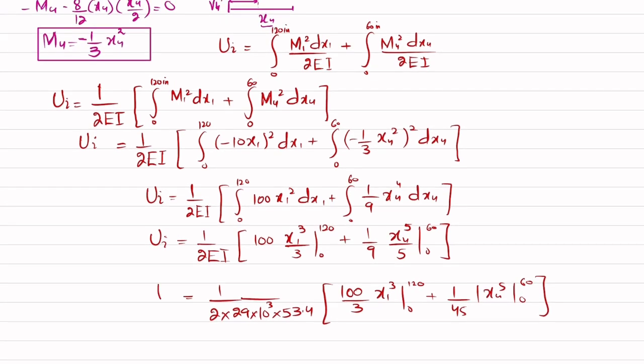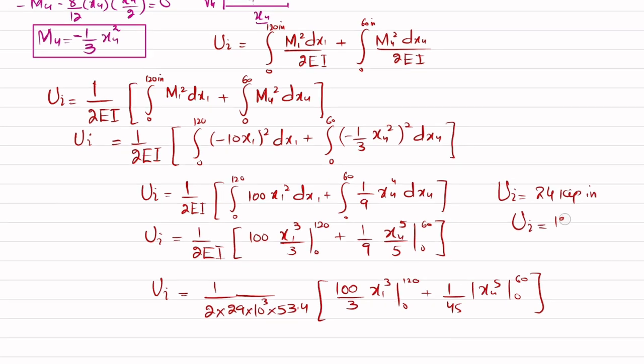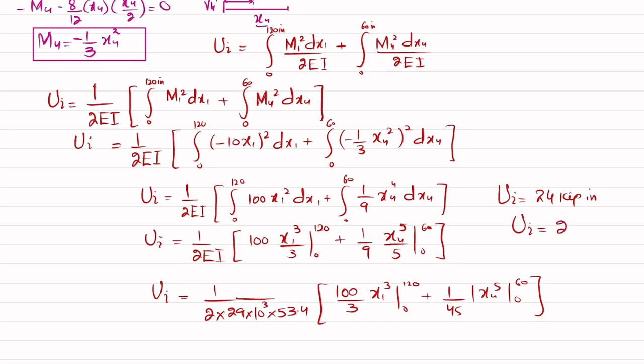Now when you solve this, you will get the strain energy due to bending to be 24 kips into inch. And if you want to convert it into kip into feet, you will divide it by 12, so that will be equal to 2 kips into feet, which is the answer of our first part.